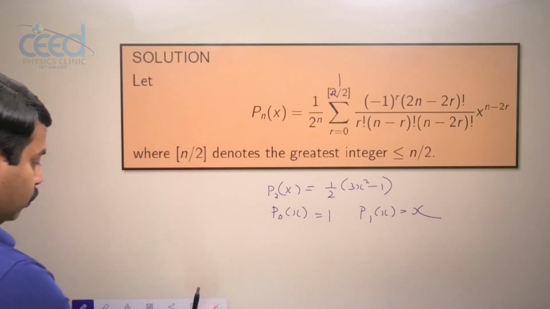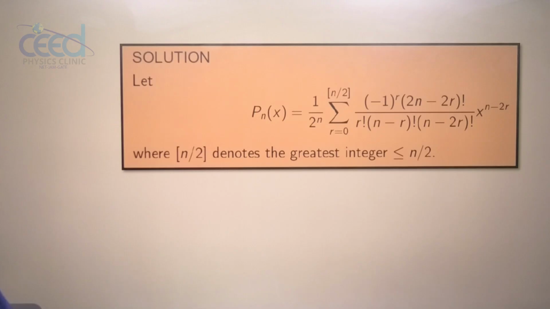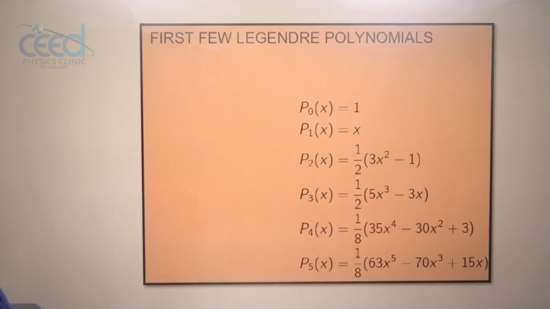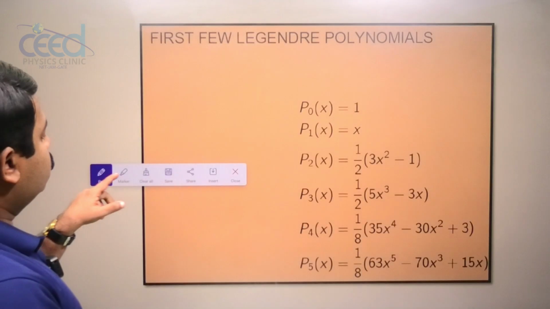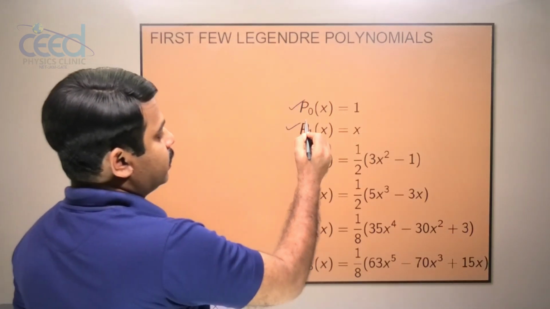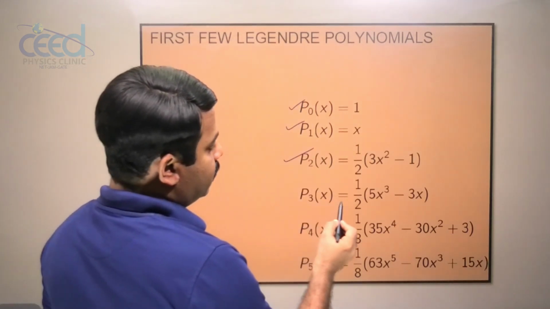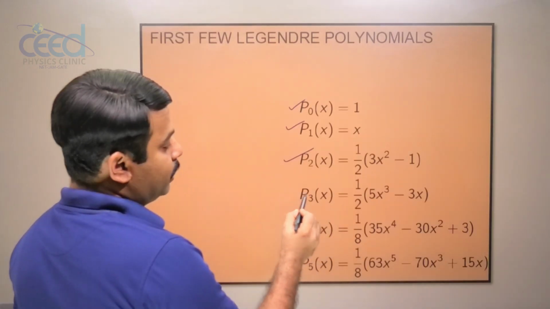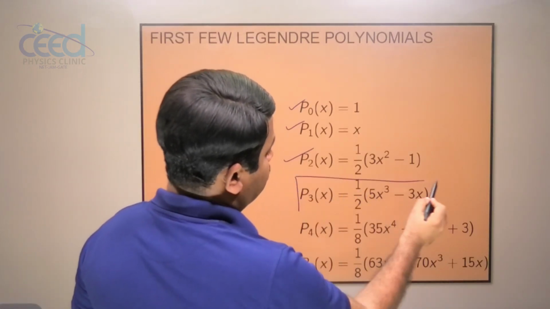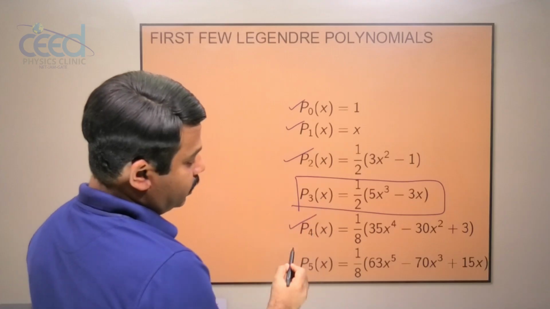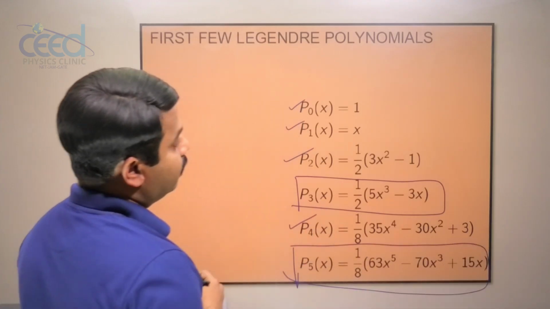Now let us go to the different values. So these are the values we derived, the first 3 values. Up to this you remember by heart, right? But this also you remember, right? p3 of x, this is p4 of x, this is p5 of x, right?